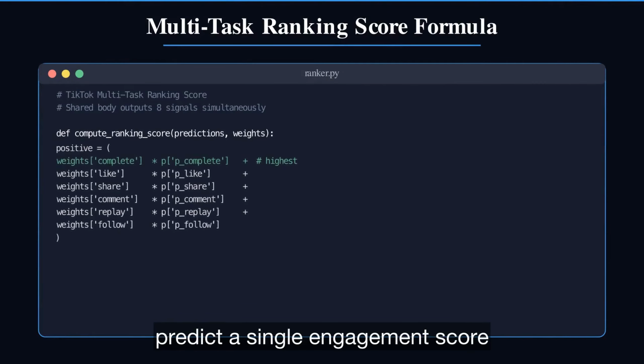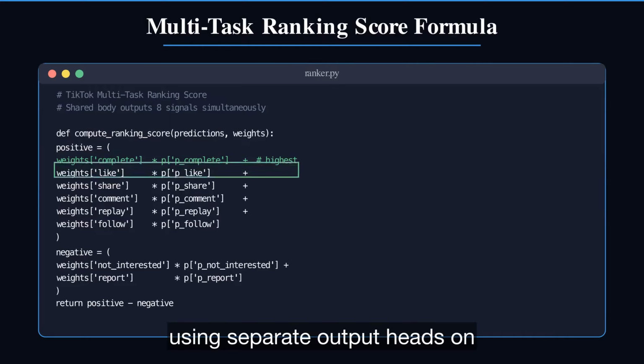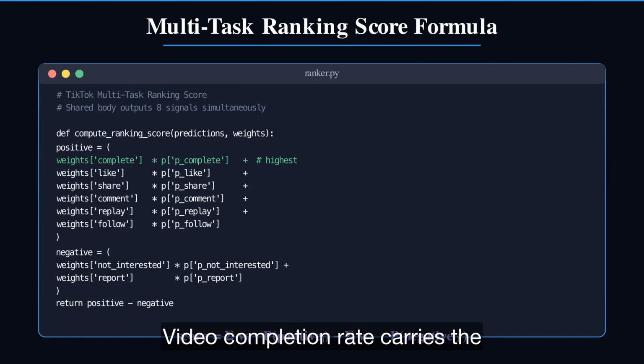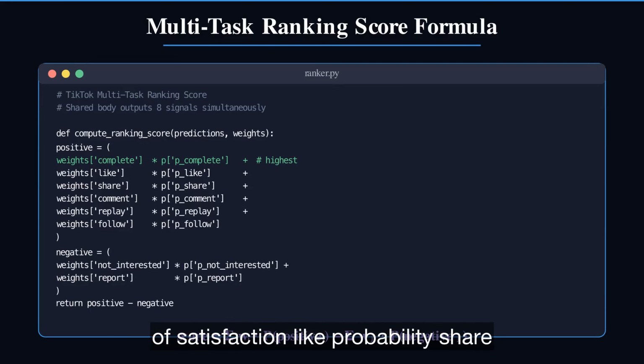The heavy ranker does not predict a single engagement score. It predicts 8 signals simultaneously using separate output heads on a shared model body. Each signal gets a learned weight. Video completion rate carries the highest weight. TikTok's research shows it is the strongest predictor of satisfaction.